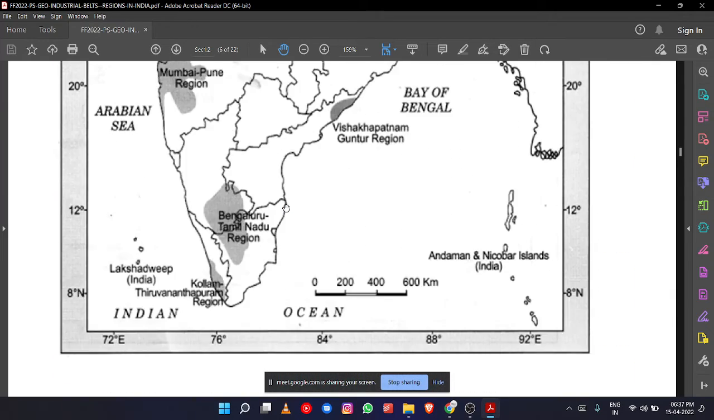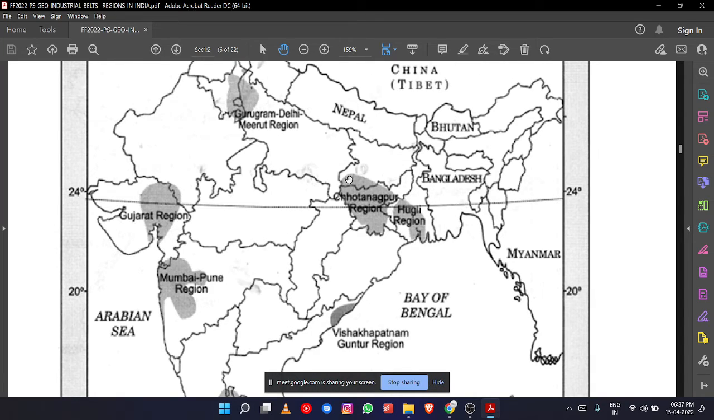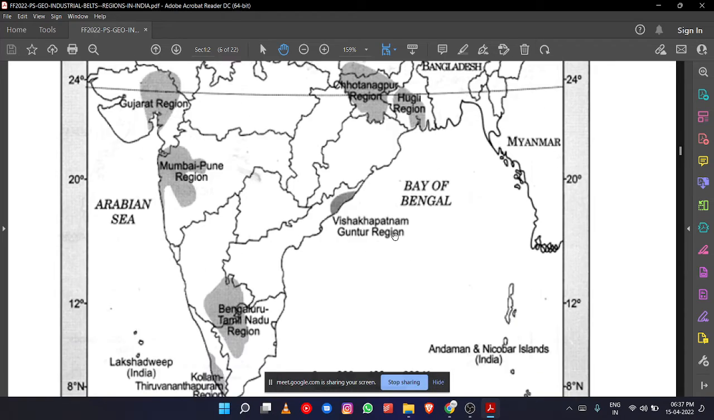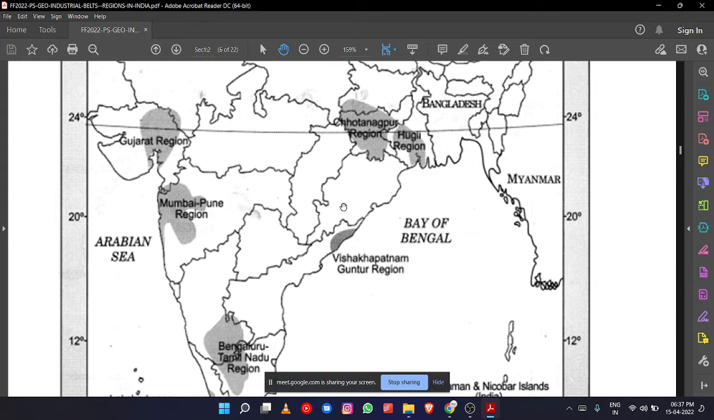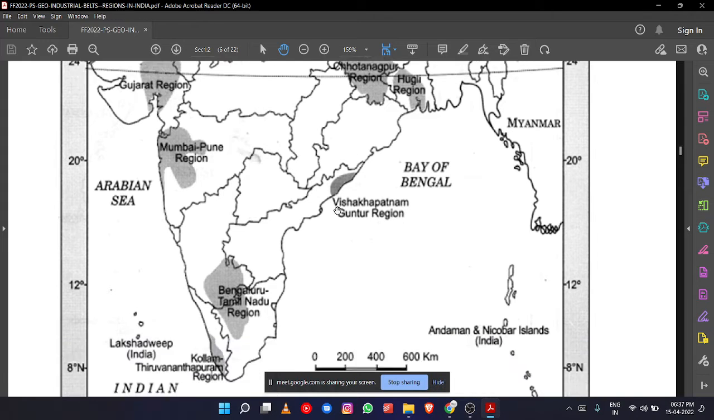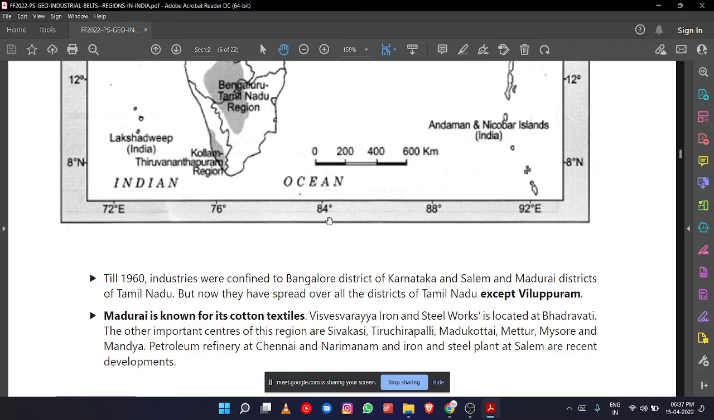Here the specialty is that most of the minerals, metals and non-metals are found in this particular Chotanagpur region. It's famous for mineral exploration. Many of the mining companies of the Government of India and private companies are also located here.